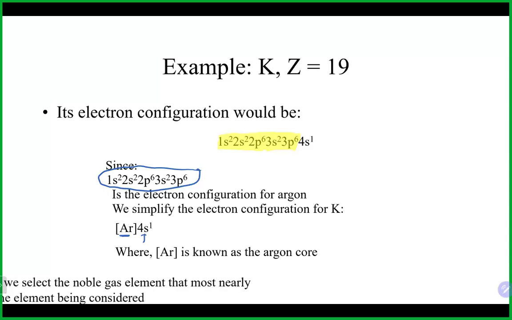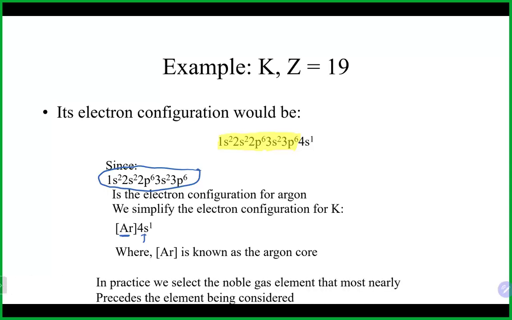Now, argon is a noble gas, and when you do this, the thing that should go in the brackets there is always the noble gas that comes before whatever you're writing. So for example, if we looked at sodium, which is 11, you could write 1s2, 2s2, 2p6, 3s1.